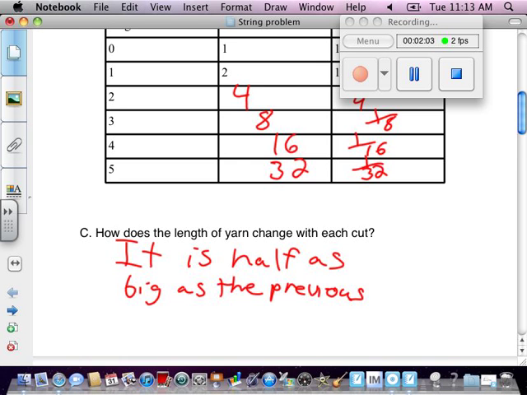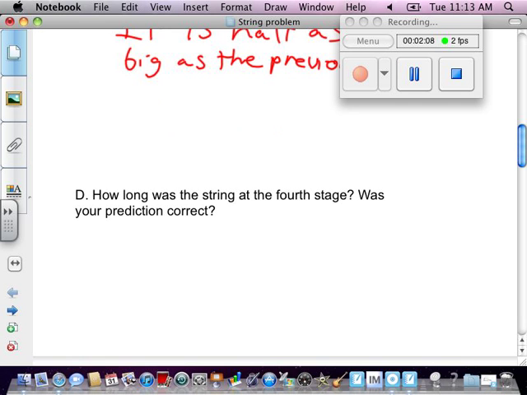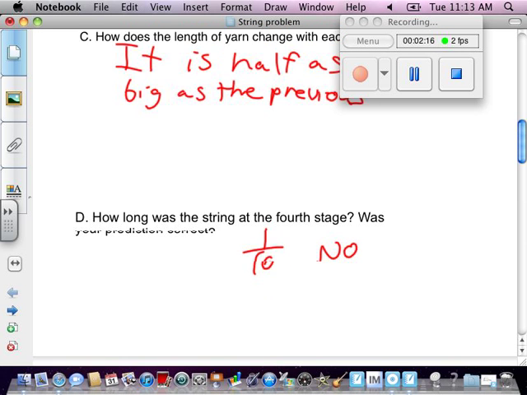Okay. So then we are looking at how long the string was at the fourth stage. We were wrong. It was 1/16. We forgot about the 0 stage, that was the issue.